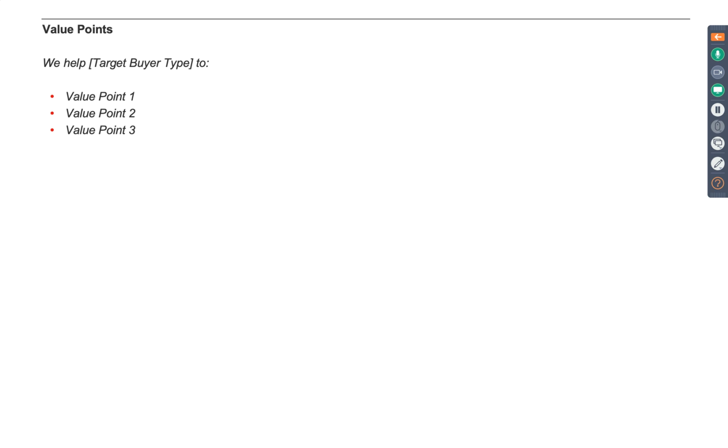You have a value points building block, which is: we help (insert your target buyer for your particular message) value point 1, 2, 3. So for example, if you're creating a message that is for chief financial officers, we help chief financial officers to access their financial data in real time on any web-connected device. That's an example of your value points block.